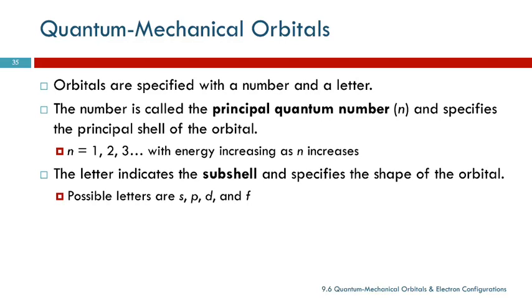So if you think about the ladder, if you fall from the third rung or you fall from the first rung, there's a lot more energy involved in falling from a higher level. The letter gives us a subshell or a sublevel, and that gives us the shape. So the possible letters are S, P, D, and F. And there is a historical reason why they're not A, B, C, D. But there they are, S, P, D, and F.